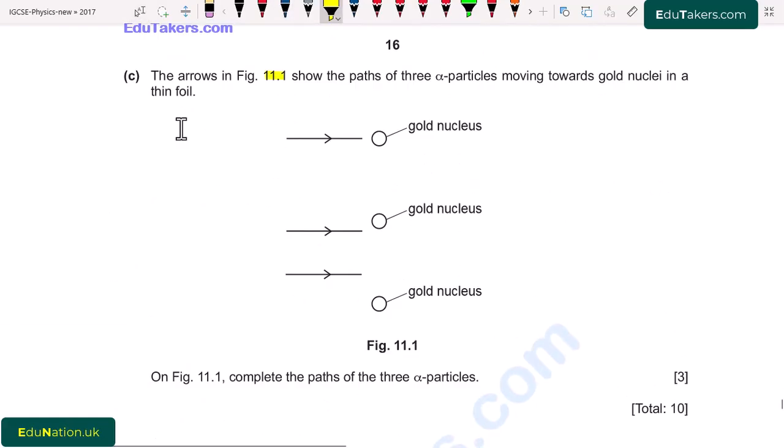Next part, C. The arrow in figure 11.1 shows the path of 3 alpha particles moving towards the gold nuclei in the thin foil. So here is figure 11.1. On figure 11.1, complete the paths of the 3 alpha particles. So alpha particle is basically helium nuclei with atomic number 2 and mass number 4, and these are positively charged. Second one, there is also the gold nuclei, and nucleus is also positively charged.